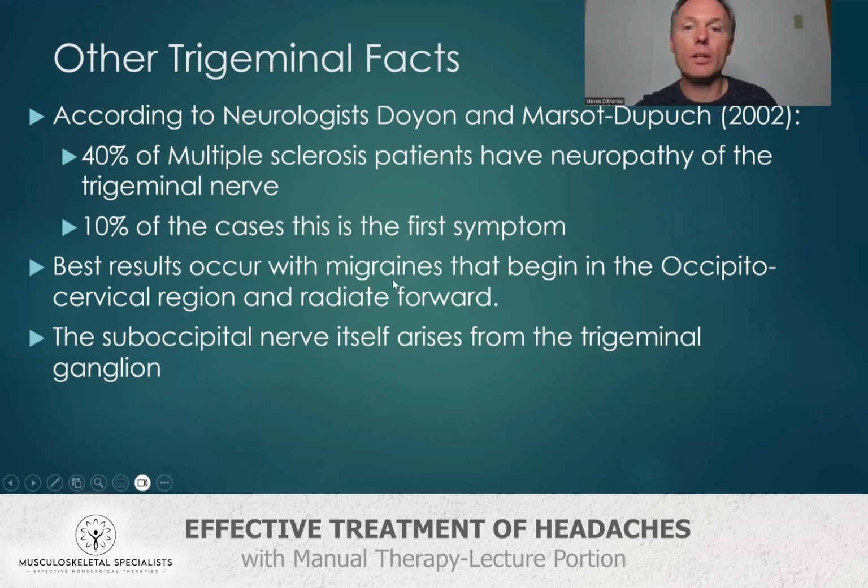Okay, best results occur with migraines from front to back. That's because of these trigeminal facts. If it's front to back, it's a migraine, and that's the easiest migraine to fix. The trigeminal is getting yanked on. But if it starts in the back, it's getting pulled with structures that are very easy to reverse. So the front to back migraine is a piece of cake.